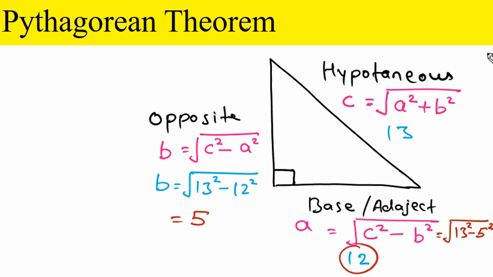Now let's try this one. How will you solve this? Square root of base square plus opposite square. So base is 12 and opposite is 5. And when you solve this you will get 13. That is how it works.